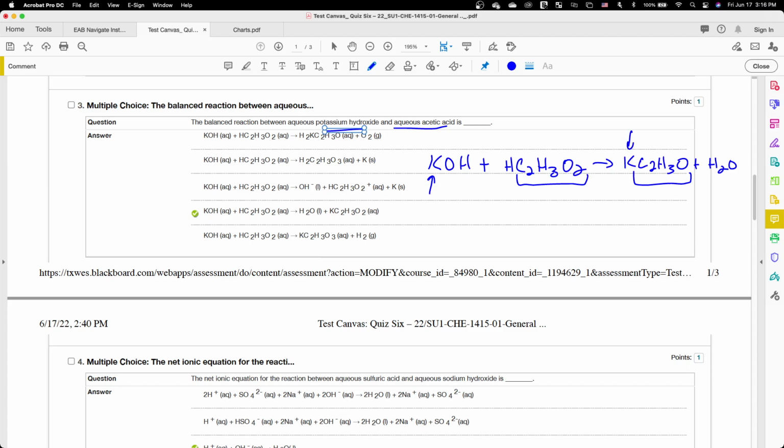Then we have 1 hydrogen here, 1 hydrogen here, and then we have 2 hydrogens here, and then we have 1 oxygen there and 1 oxygen there. So luckily for us, this particular equation is already balanced, right? We don't have to add any coefficients, and so that is borne out in answer D right there. Okay. Next question.